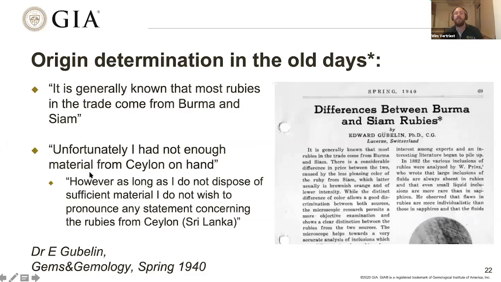Unfortunately, I had not enough material from Ceylon at hand. Ceylon is an old name for Sri Lanka. So he says there are rubies coming out of Sri Lanka as well, but they're very rare and I don't have enough material to study them.